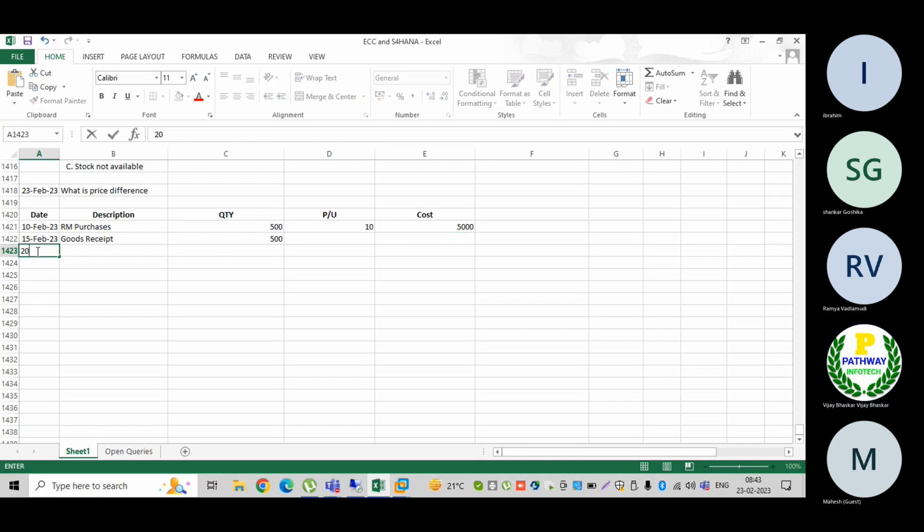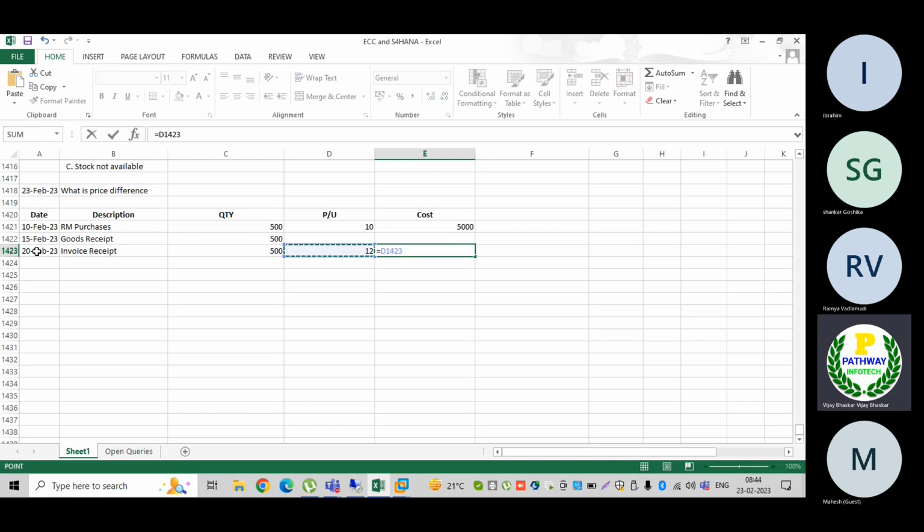Then on 20th of February, after goods received, invoice received. What we have done, we have received the invoice from the vendor, supplier, but instead of 10 rupees, what he mentioned is 12 rupees. Then what would be the cost? 12 into 500.